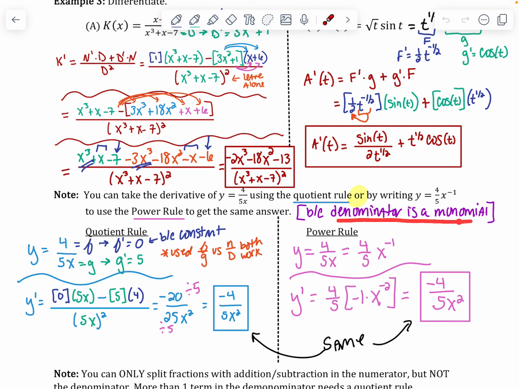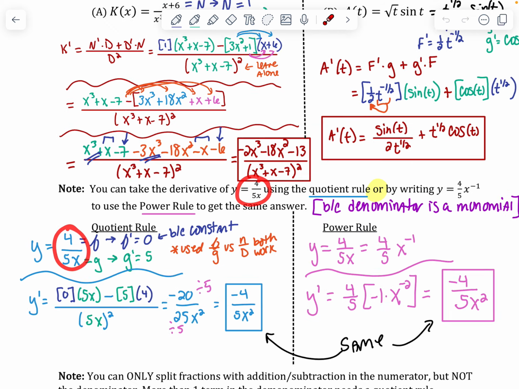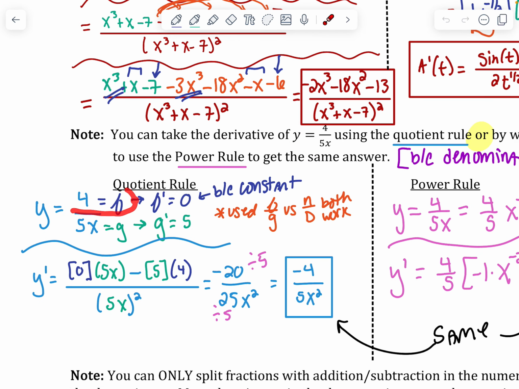The key here really is that the denominator is a monomial, a single term, and we'll see that again in a minute. But if I took 4/5x and I decided to use a quotient rule, I would think of the numerator as a standalone function, but because it's a constant, its derivative is 0. The denominator is a standalone function whose derivative is 5. Now notice I had been talking before about numerator and denominator. I switched back to f and g notation because that's pretty standard for most textbooks and most tutors and Google and YouTube and whatever else you're looking at, but it still works the same.